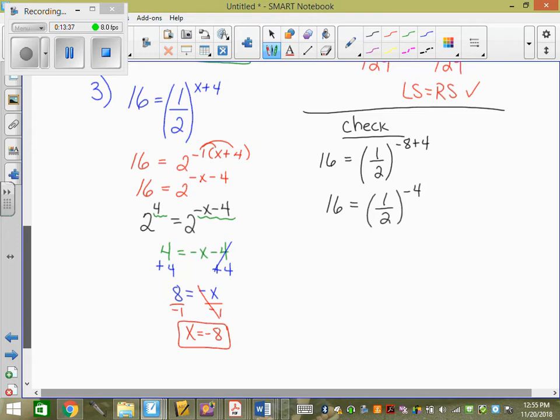What can I do when it's negative? I can flip it. So what's on the top goes to the bottom, what's on the bottom goes to the top. So I'm going to get 16 equals 2 over 1 to the positive 4. What's 2 to the 4? 16.